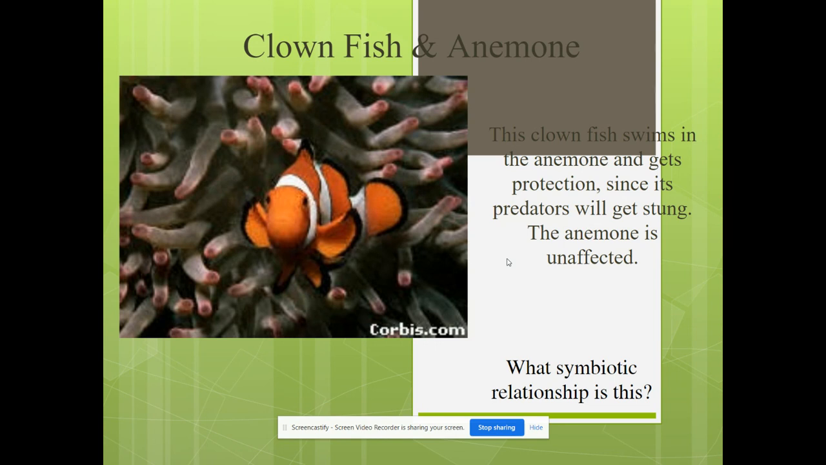Here's another example. A clownfish and an anemone. The clownfish swims in the anemone and gets protection. The predators can't attack it because they'll get stung. And of course, the anemone isn't getting anything from this. What type of relationship is this? Very good, commensalism.